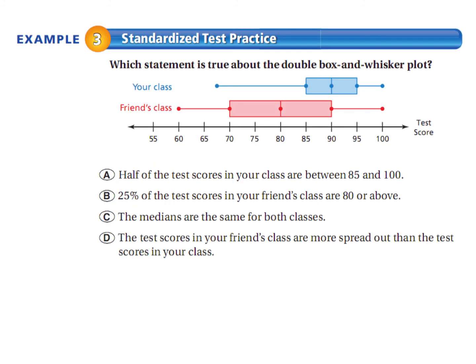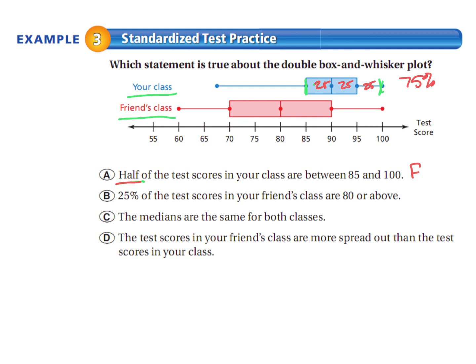So let's go ahead and answer this question. What they want to know is which statement is true about the double box and whisker plot. And it's just 2 sets of data. So we have standardized test practice, we have your class, and we have your friend's class. Half the test scores in your class are between 85 and 100. So here's 85 and here's 100. Now remember, I said each one is 25%. So this one is 25%, this one is 25%, and this one is 25%, which gives us 75%. Now, is that half? No, that one is false.